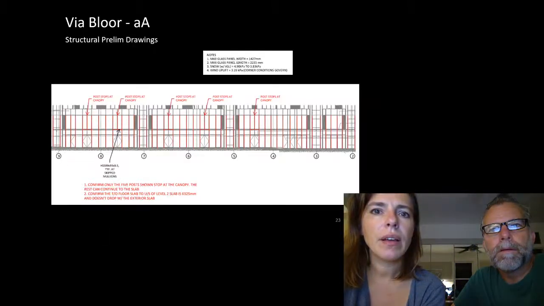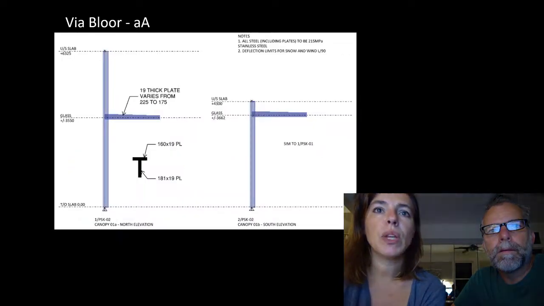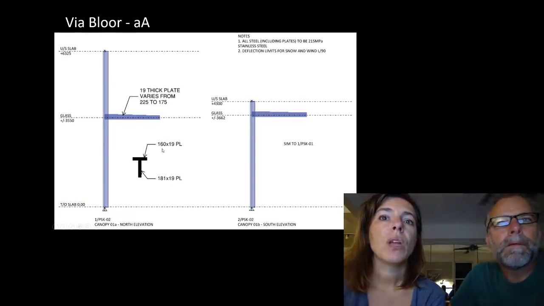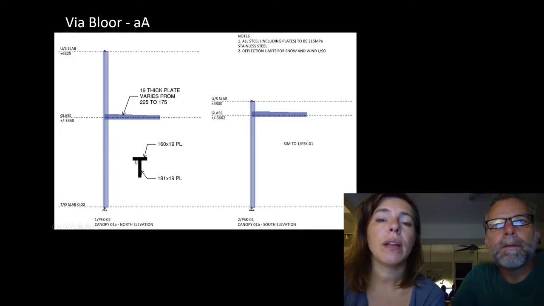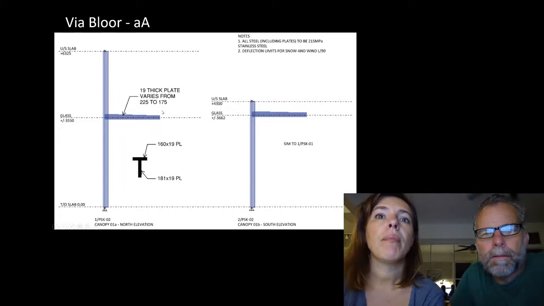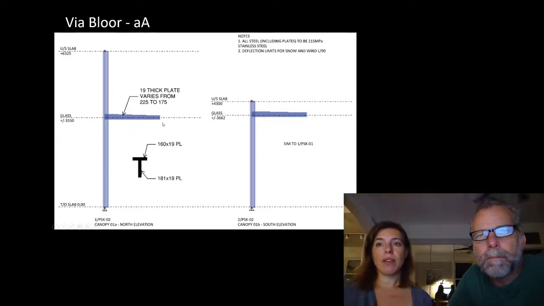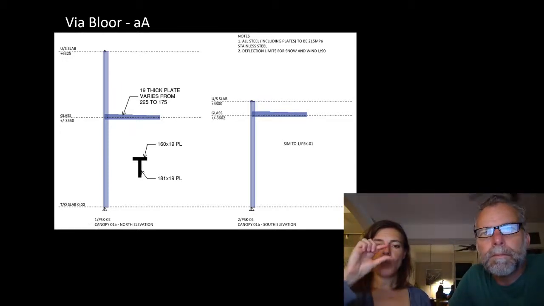Do I have the column? I don't have the column written up in this, but the column was also, oh yeah, okay, so here. So our column ended up, so these were the columns here, they ended up being a T section, and it was 200 millimeters deep, and that plate's 19 millimeters, making this one 181. And then this could be just a plate, and it varied from 225 at the back, where the moment is the worst, down to 175 at the tip. So they were able to make that profile quite thin at the front end of the canopy.